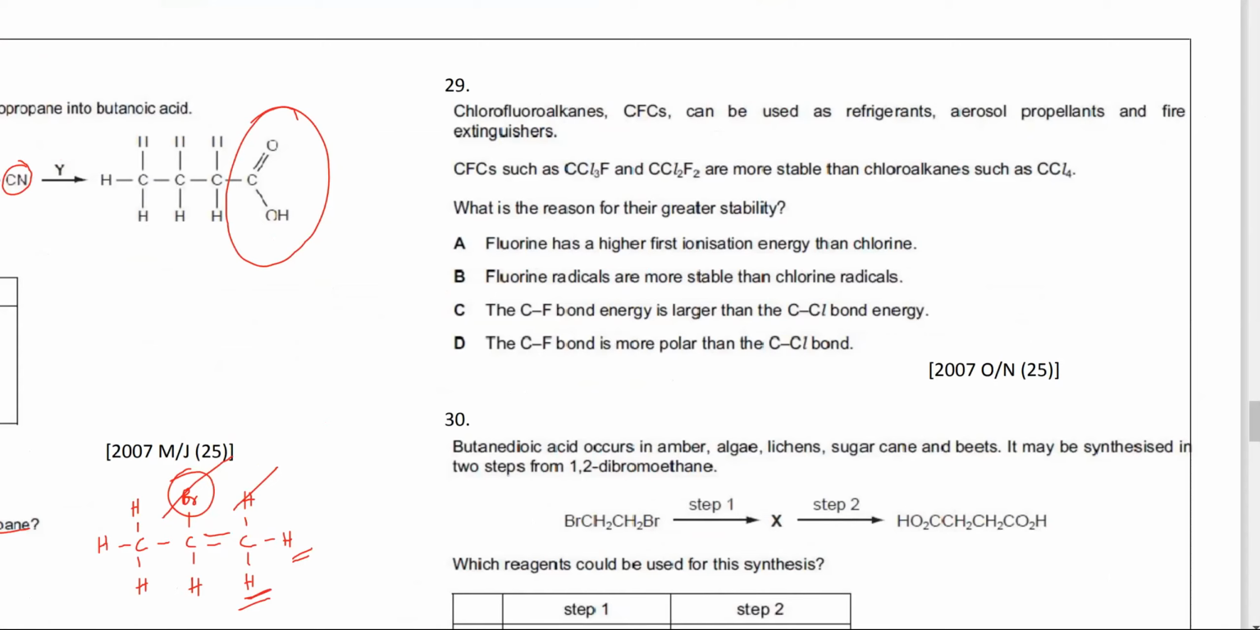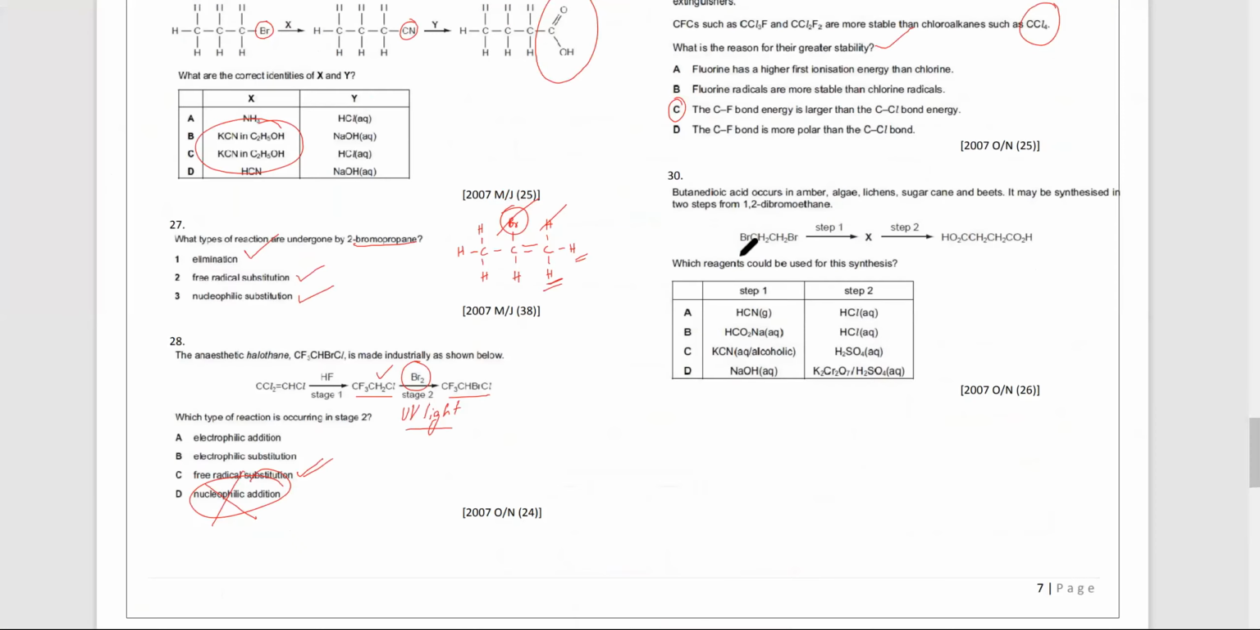So next is CFCs can be used as refrigerants, aerosol propellants, and fire extinguishers. What is the reason for the greater stability? के इतने stable क्यों होते हैं ये? वो कह रहे कि CFCs जैसा ये they're more stable than chloroalkanes क्योंकि उसमें फ्लोरीन आ गया. फ्लोरीन का bond is much stronger. So C is true. CF का bond टूटना मुश्किल है. इसमें CCl के bonds हैं, वो थोड़े से ज़्यादा जल्दी टूट जाएंगे. खैर उसमें भी है. लेकिन वो कह रहे it's kind of more stable. फिर अगला है कि इसको skip ही कर दो.